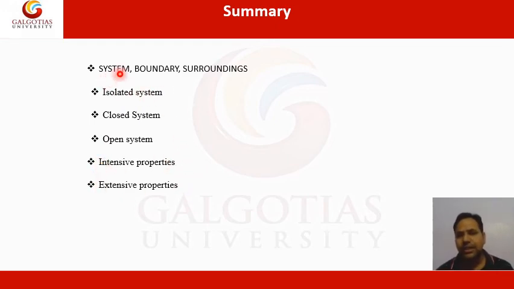A system and its surrounding are differentiated by the boundary. There are different types of systems: isolated system, closed system, and open system. An isolated system is one where matter and energy are neither exchanged with its surrounding. A closed system is one where energy is exchanged with its surrounding but matter remains the same. And in an open system, both energy and matter are exchanged with its surrounding. So these are the types of systems: isolated, open and closed.